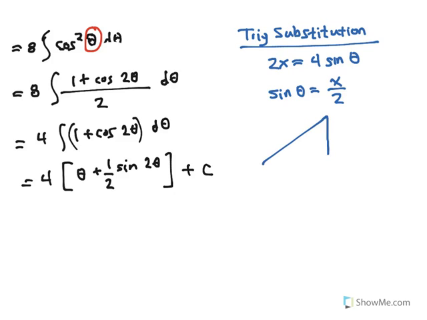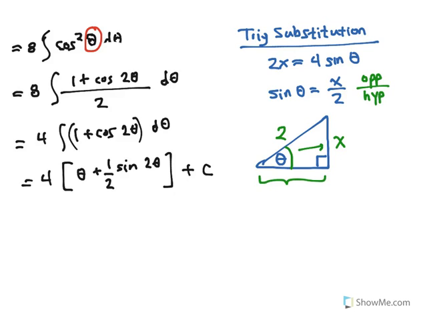Using our trig substitution, we will draw a right triangle. Here's the angle theta, and we will use the right triangle definition of the sine function, which tells us that sine of an acute angle theta is the ratio of the length of the opposite side to the length of the hypotenuse. So if we have our acute angle here, then the length of the opposite side must be x, and the length of the hypotenuse must be 2.